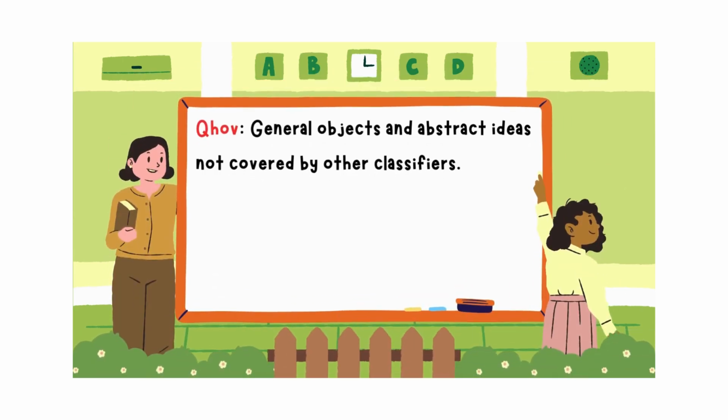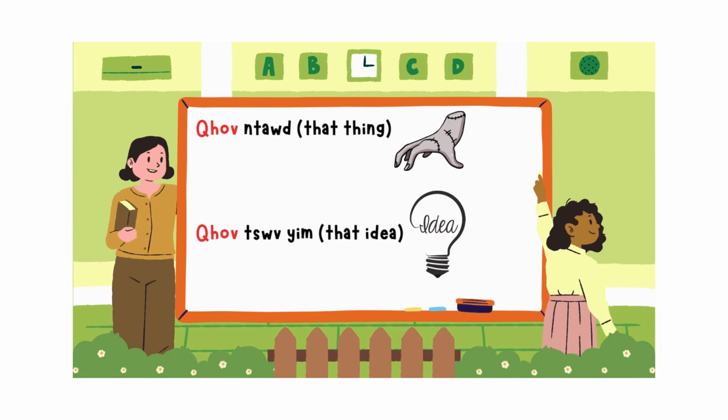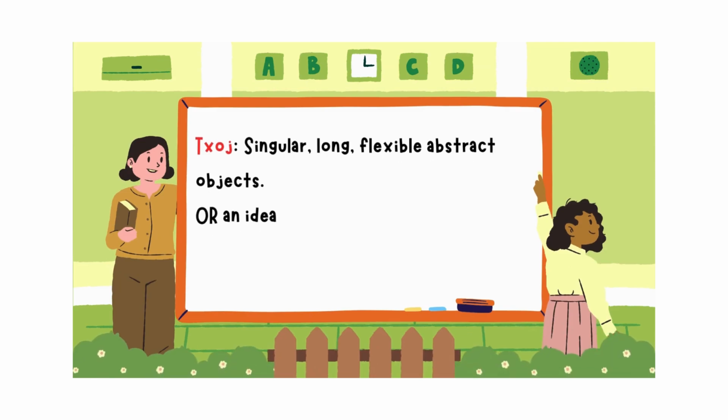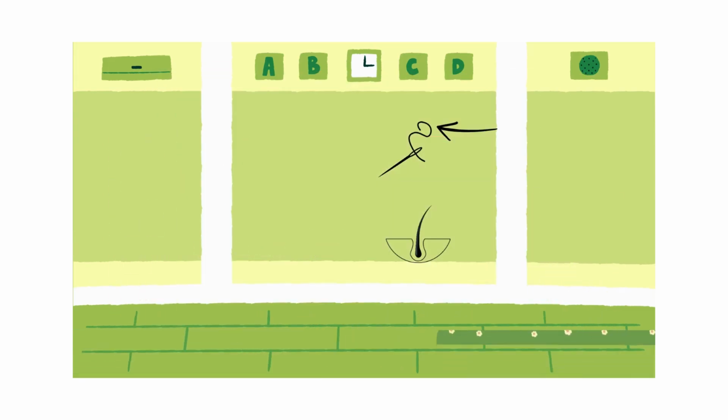Kaw. Kaw also means a hole, like a hole in the ground or wall. But when used as a classifier, it describes general objects and abstract ideas that are not covered by the other classifiers. For example, kaw dao, that thing. Kaw ju yi, that idea. Zao. Zao refers to singular, long, flexible, abstract objects or an idea. Zao saw, the thread. Zao lahao, a singular hair thread. And then as I mentioned in the previous slide, you can also say zao ju yi, which means the idea.